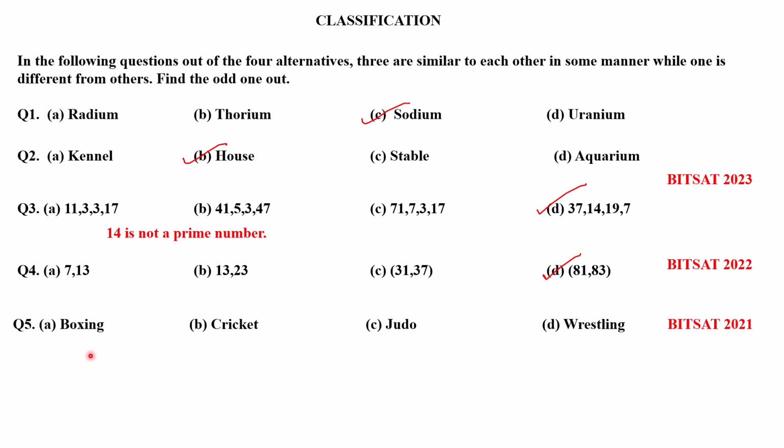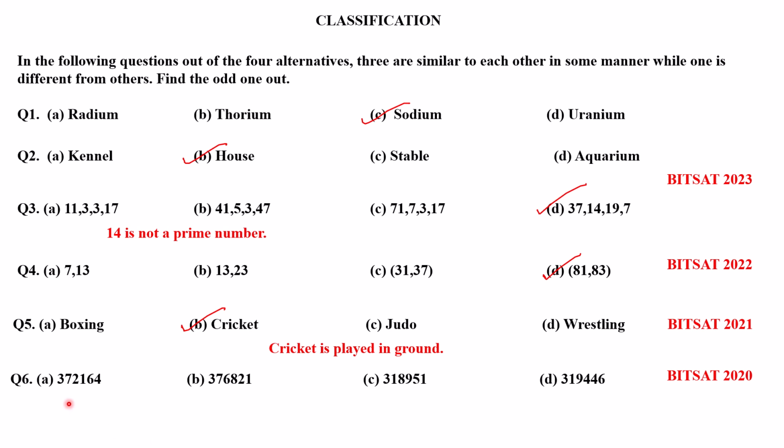Now next question: boxing, cricket, judo, wrestling. If you see, boxing, judo and wrestling can't be played in the ground, isn't it? But only cricket is played in a ground. So the odd one out is cricket. Now next, these numbers are given and you have to find out the odd one out.